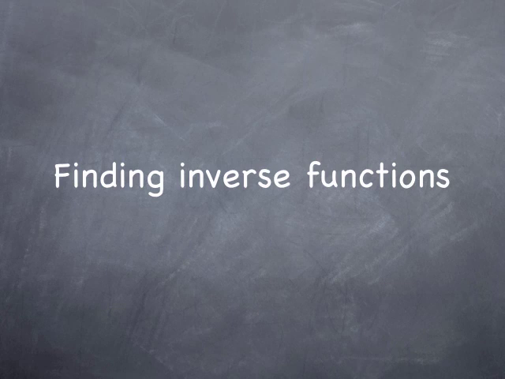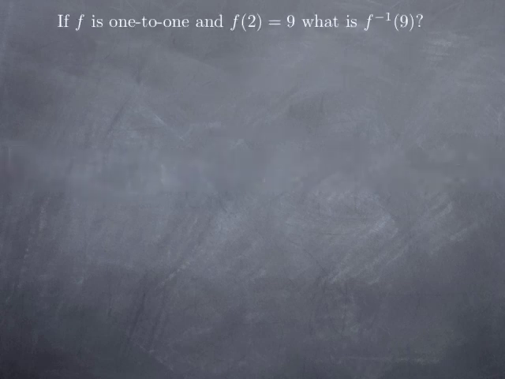Now we're going to look into how we find the values for an inverse function, or a formula for the inverse function, or the graph for the inverse function, given the needed information on the original function f. So starting with a very simple situation, we know that f is a one-to-one function and that its value at 2 is 9, and we want to know what is the value of the inverse function at 9.